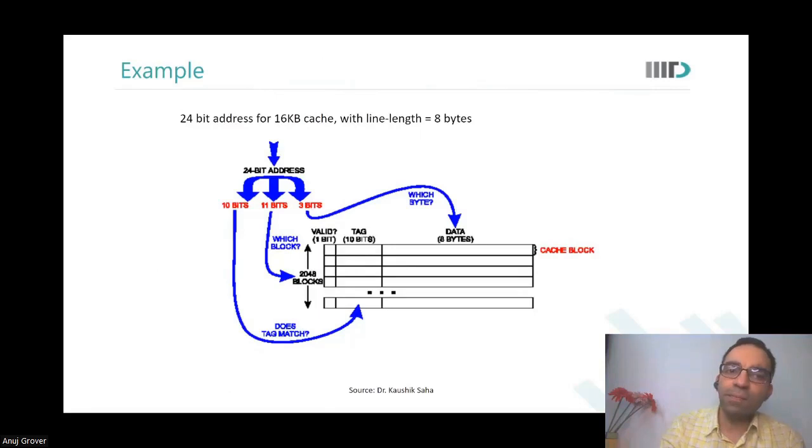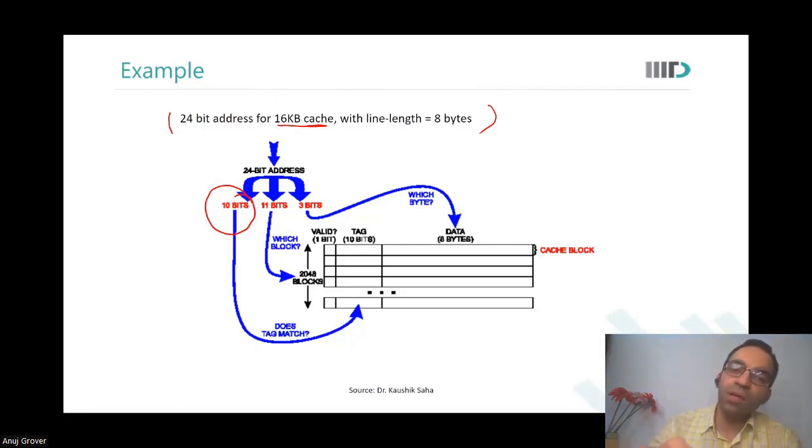We say that there is a 24-bit address for a 16 kilobyte cache. Just calculate for 16 kilobyte, how many address bits do you need? 14. You need 14 address bits. Right? 16 kilobyte, you need only 14 address bits. So what to do of the additional 10 bits? They become tag.